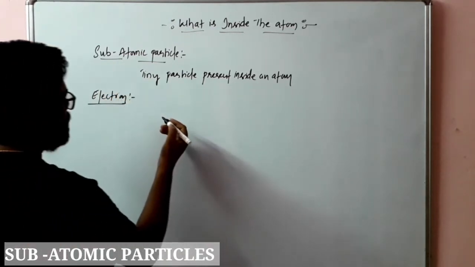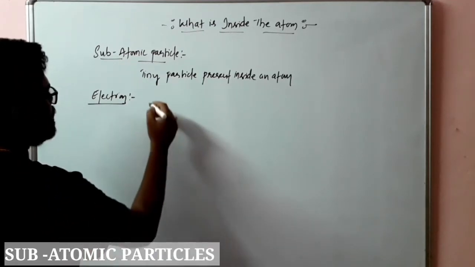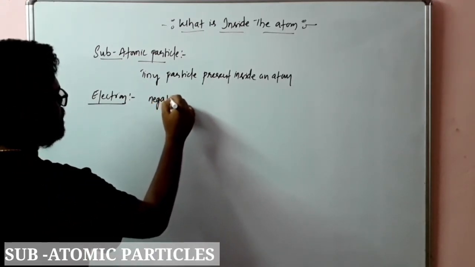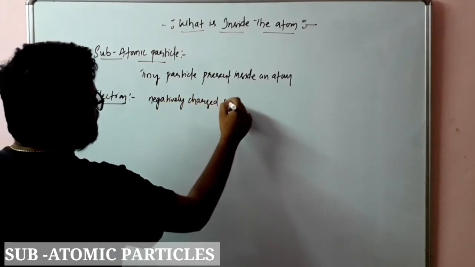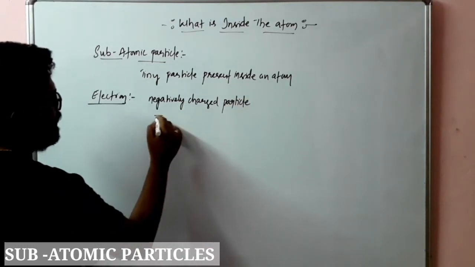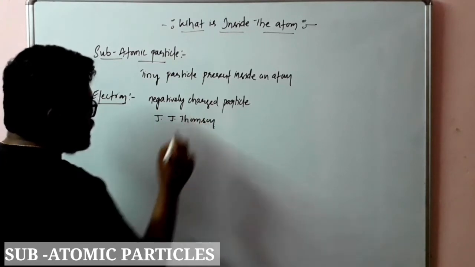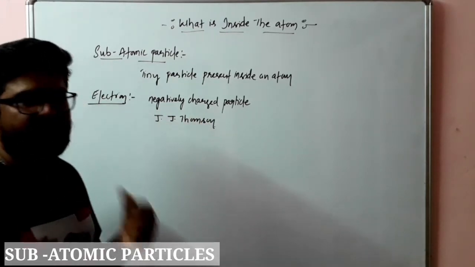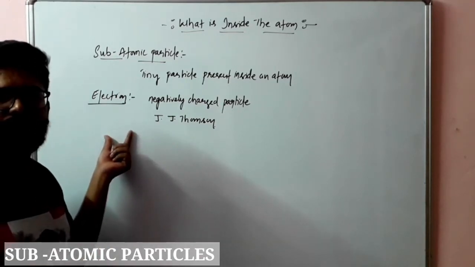Electrons are the smallest tiny particles present inside an atom, and they are negatively charged. So electrons are negatively charged particles. These were proposed and discovered by a scientist called J.J. Thomson. J.J. Thomson discovered the first tiny particle present inside an atom, the electron.